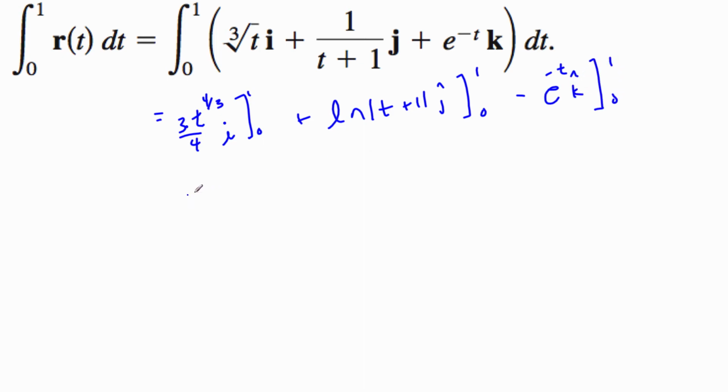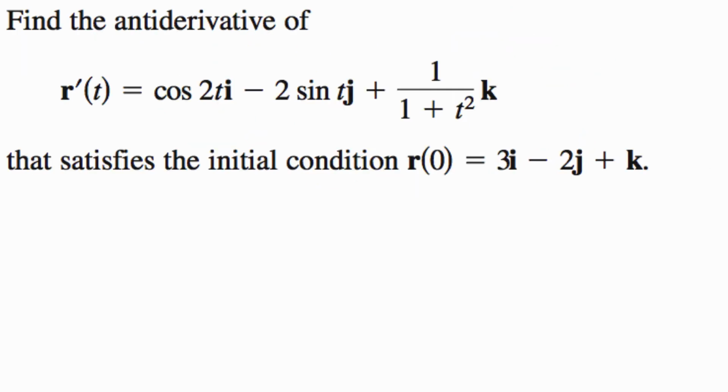And when I do this evaluation, I get 3/4 i plus the natural log of t minus 0 j, plus 1 minus 1 over e k. Now, what happens when we have initial conditions? See, these are my plus c's. These are my constants.